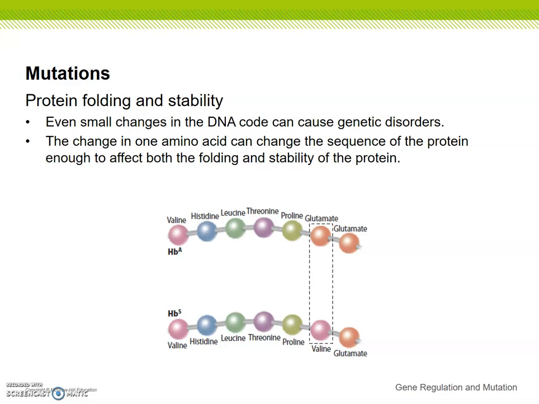Now, protein folding can cause some changes here. So even small changes in the DNA code can cause genetic disorders. The change in one amino acid can change the sequence of the protein enough to affect both the folding and stability of the protein. So one little mistake in there can cause damage to the whole DNA sequence.